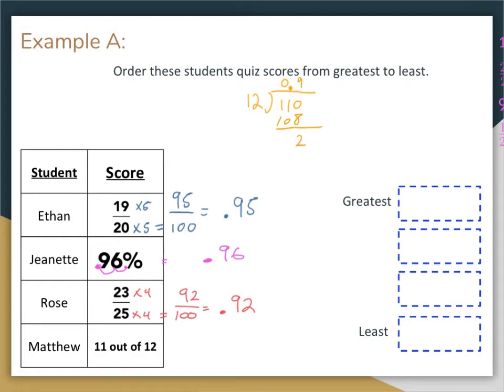Again, 12 doesn't go into 2. So I'm going to go ahead and bring down my 0. 12 goes into 20 1 time, so 1 times 12 is 12. 20 minus 12 is 8.